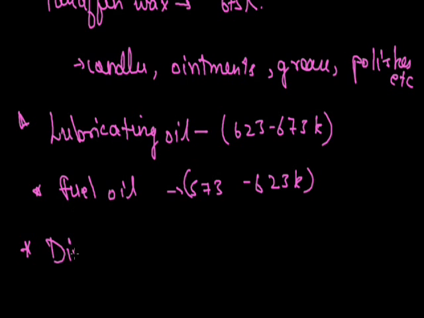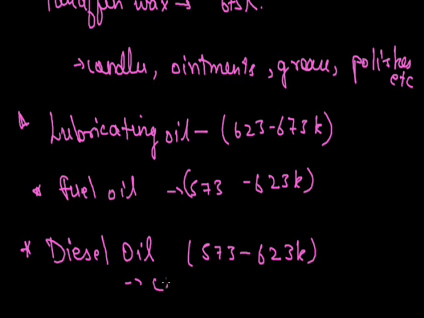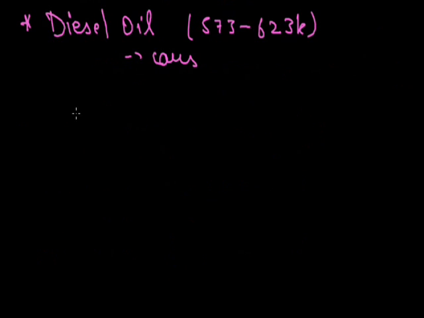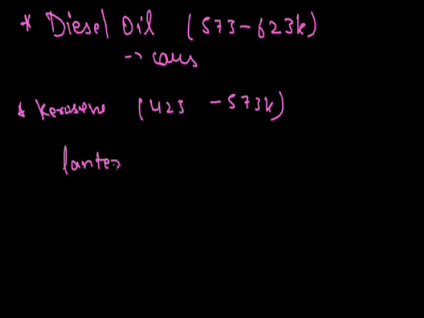Then is the diesel oil. Its boiling range is 573 to 623 Kelvin. It is used in cars, diesel cars. Then is the kerosene. The boiling range is 423 to 573 Kelvin. It is used in lanterns, lamps, stoves, etc.